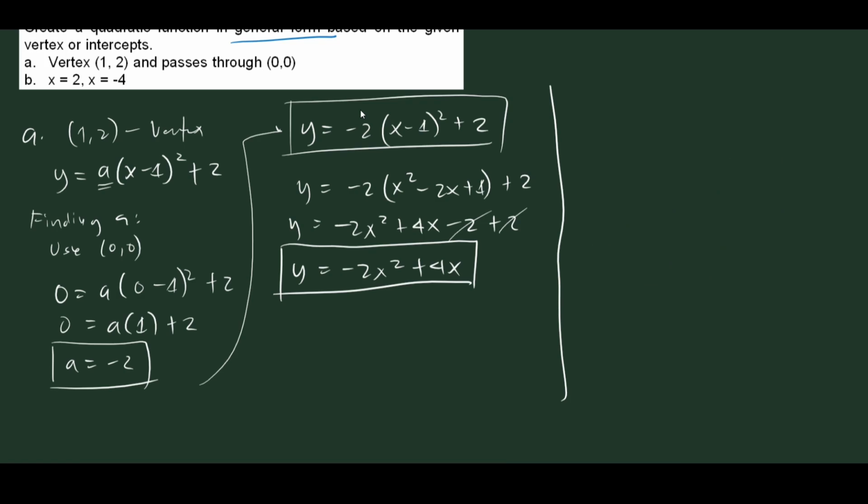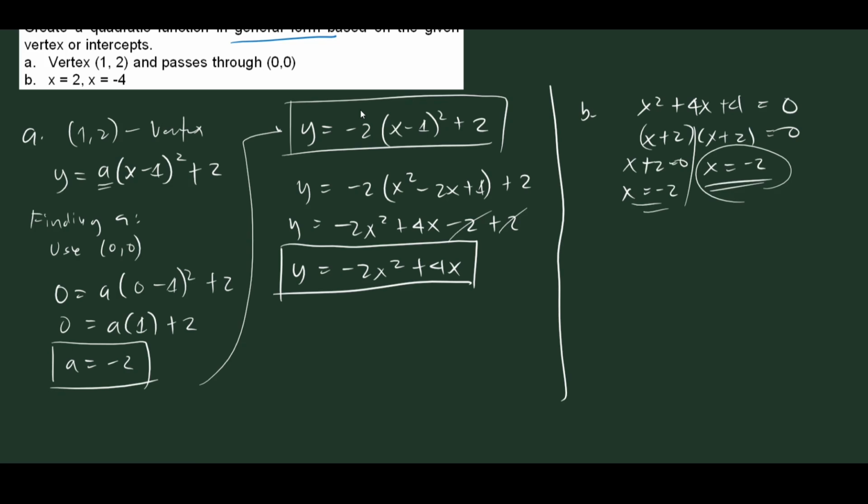Let us now do this second example. We are given here x is equal to 2 and x is equal to negative 4. These are our roots. If we recall, in finding the roots of a quadratic equation, let's say we are given x squared plus 4x plus 4 is equal to 0. What do we do here? We factor this, right? So we get (x plus 2) multiplied by (x plus 2) is equal to 0. Then we use the zero product property. x plus 2 is equal to 0, and then x is equal to negative 2. So this is our root, negative 2, with multiplicity of 2.